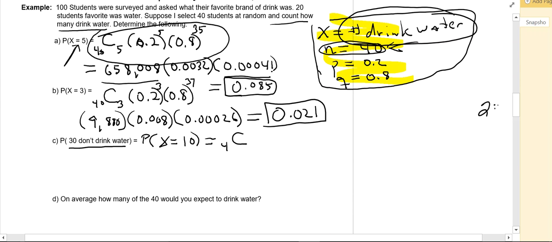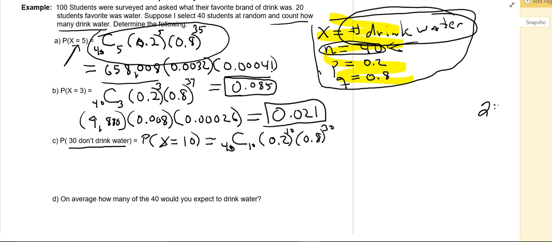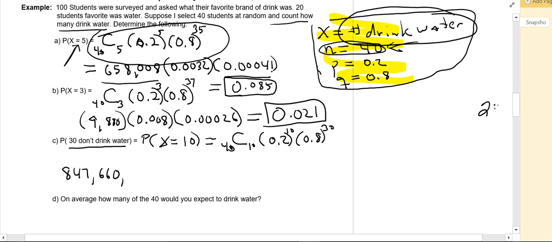That is C of 40 pick 10 times the probability of what we're counting. How many? 10. Probability of what we're not counting. How many? 30. Now I'm doing this problem to point out something that I just said a little while ago. I'm going to show you these numbers. These numbers are pretty big. C of 40 pick 10 is 847,660,528. A very large number. 0.2 to the 10th power is a very, very small number.